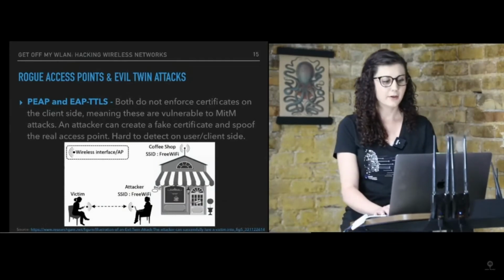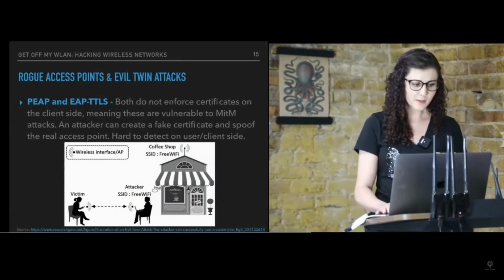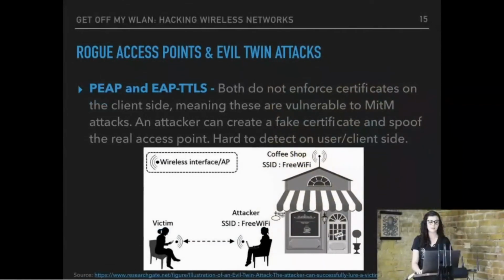So how do these attacks happen in real life? As I mentioned before, PEAP and EAP-TTLS both do not enforce certificates on the client side, meaning both of these methods are vulnerable to man-in-the-middle attacks. So an attacker can create a fake certificate and spoof the real access point, and this is very difficult to detect on the client or user side.